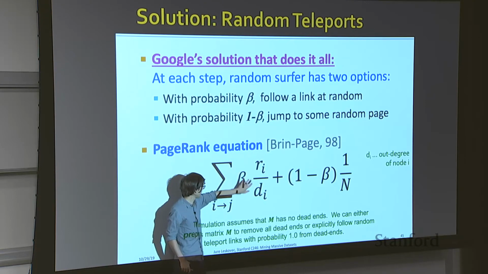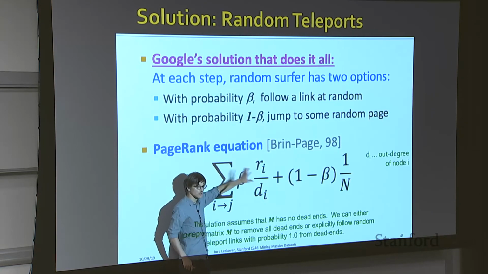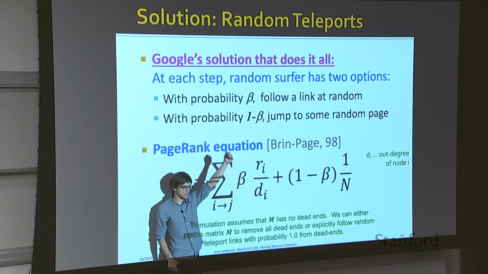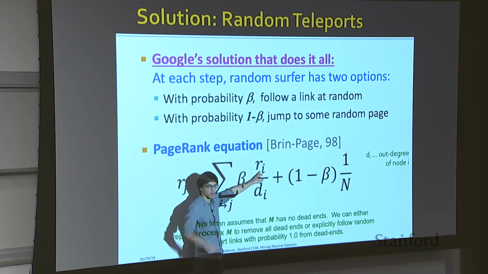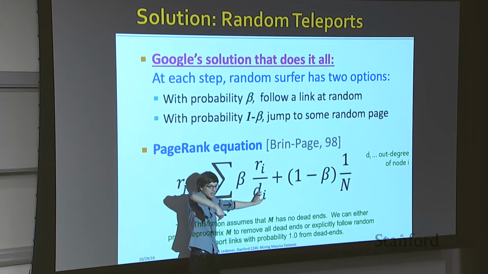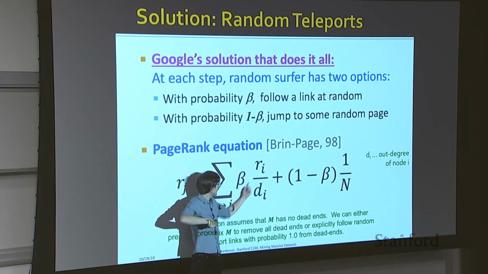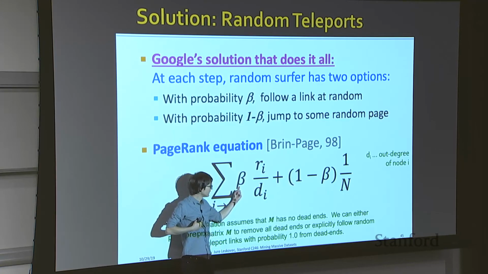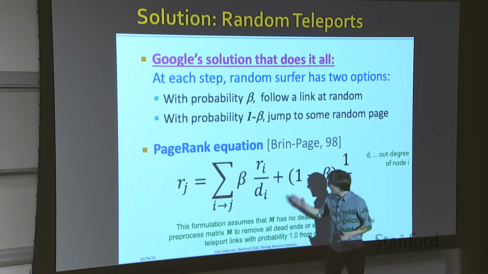So with probability beta, the random walker was at any of these nodes and decided to make a step. This is the probability that the walker was there. This is 1 over the out-degree, the probability that my link was chosen. And then they make this step with probability beta. And then what is this last part?